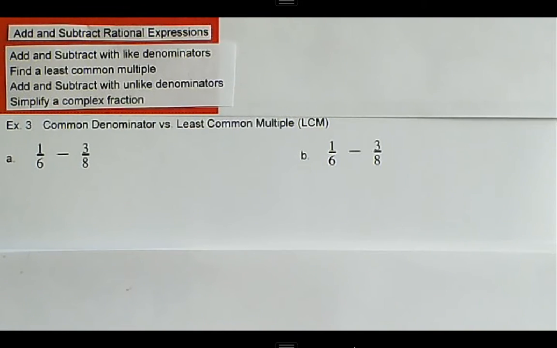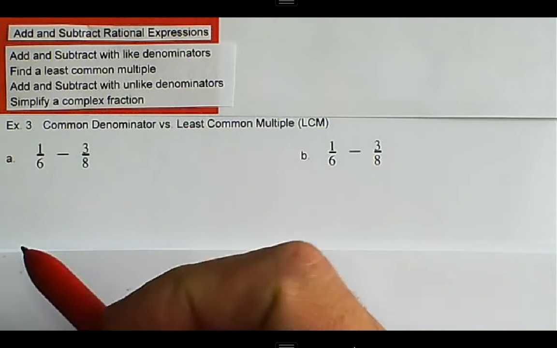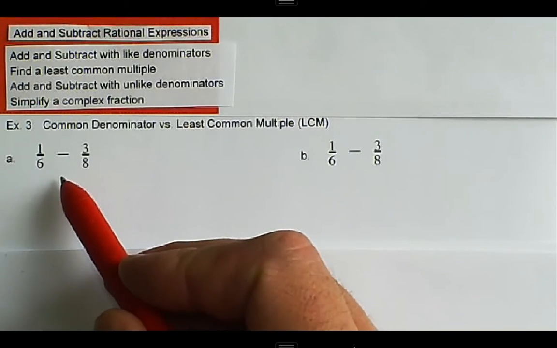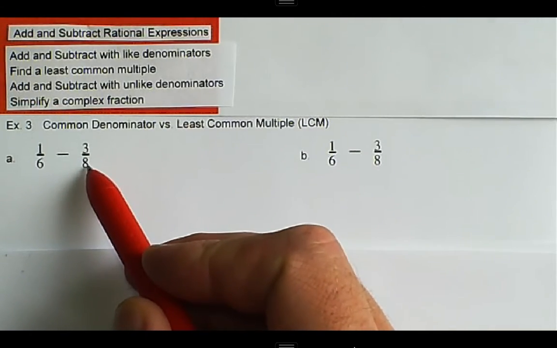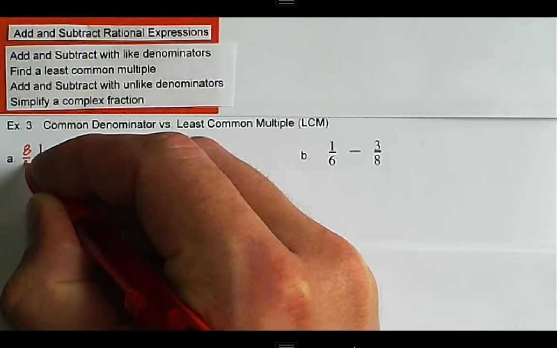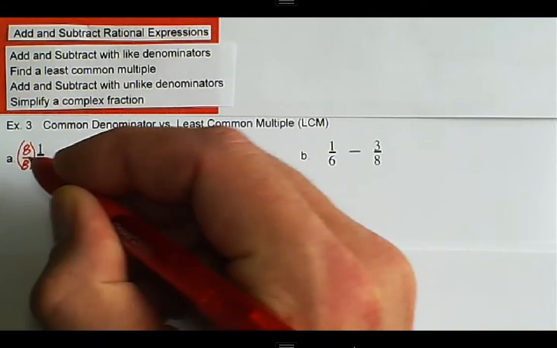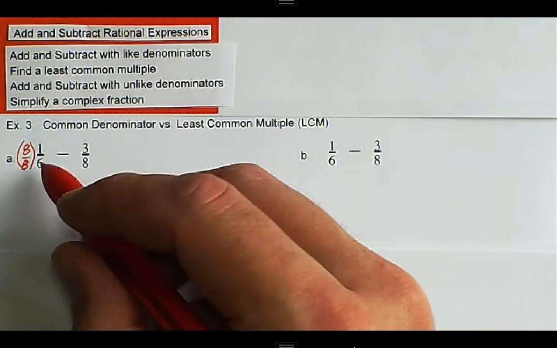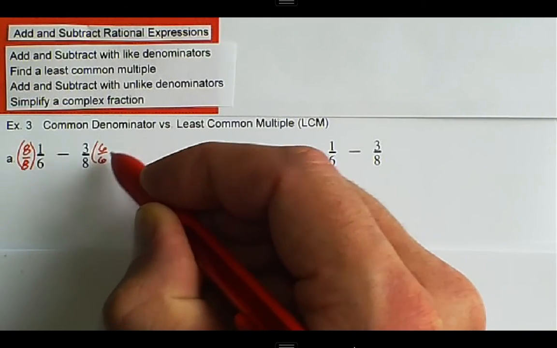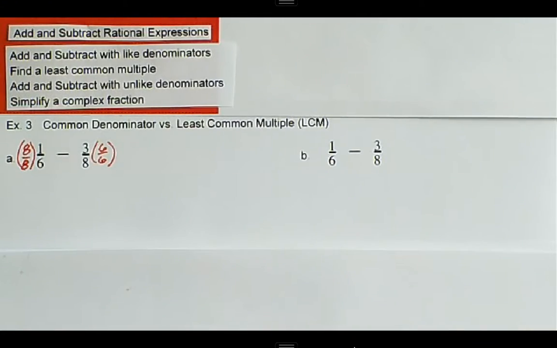So if we want to get the common denominator, all we do is we say we have 1/6 minus 3/8, and all we're going to say is, okay, the denominator over here is 8. So on this side over here, we're just going to multiply by 8 over 8. The denominator over here is 6. So over here, we're going to multiply by 6 over 6. And then we'll just get that value, add it together, and figure it out.